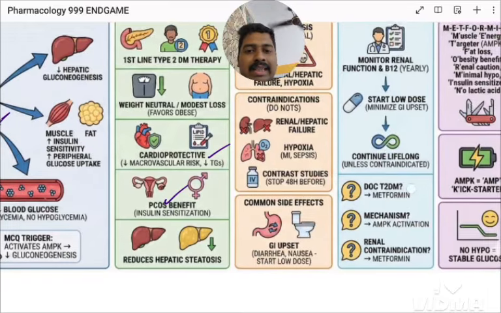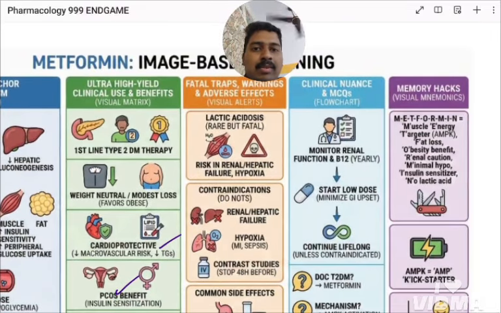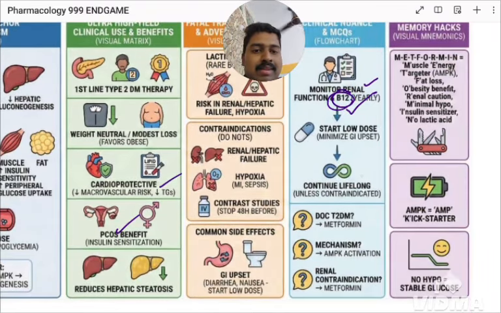Common side effects, if they are asked: lactic acidosis is a very rare side effect. The common side effect will be GI upset. It can cause diarrhea, nausea. That's why we start with a lower dose and then increase the dose. One more side effect is it can alter vitamin B12 levels. Hence, renal function and B12 levels are to be monitored on a yearly basis. You can continue metformin lifelong. It's a very wonderful drug which has minimal side effects, so there are not many complications regarding this.